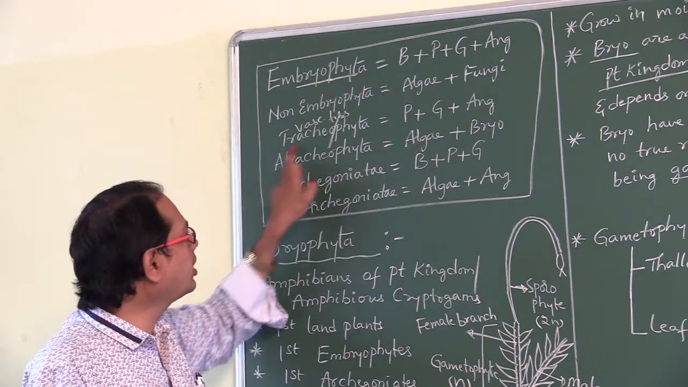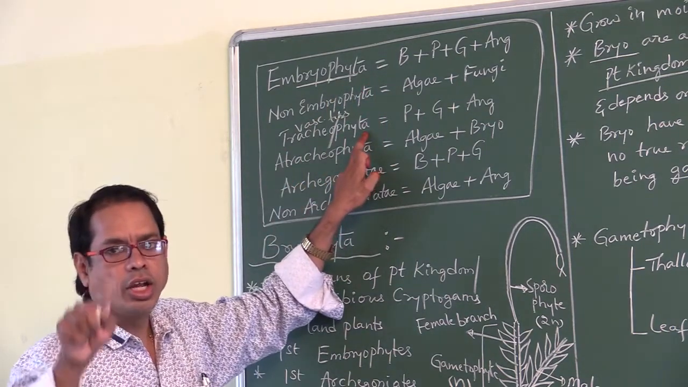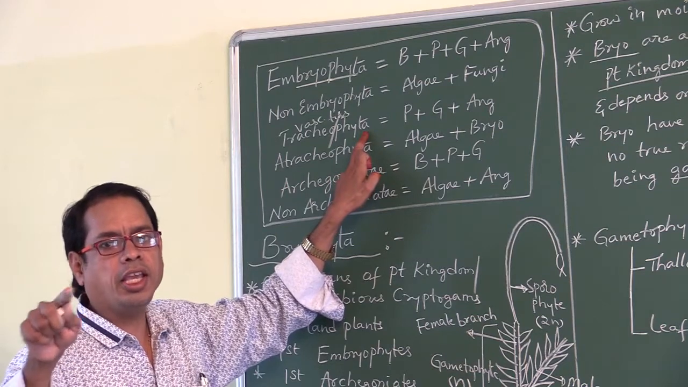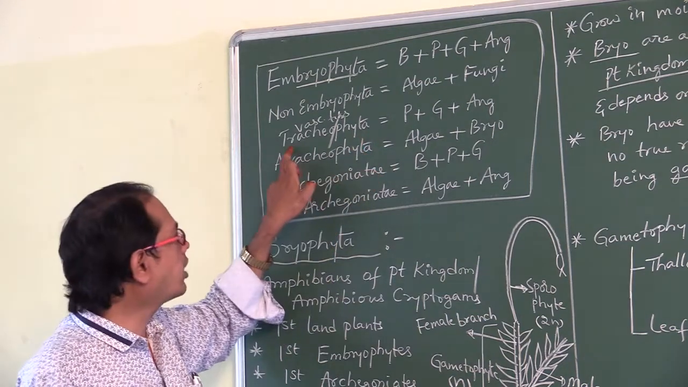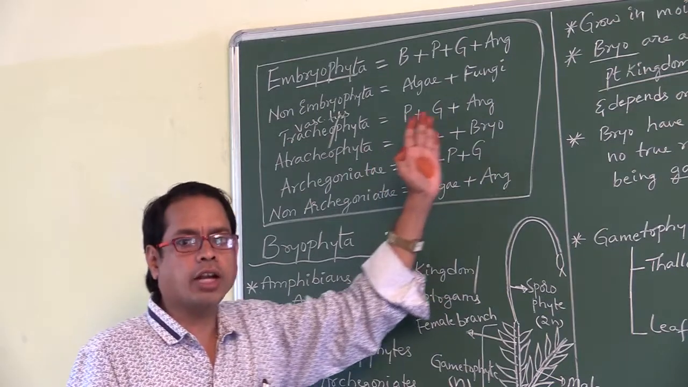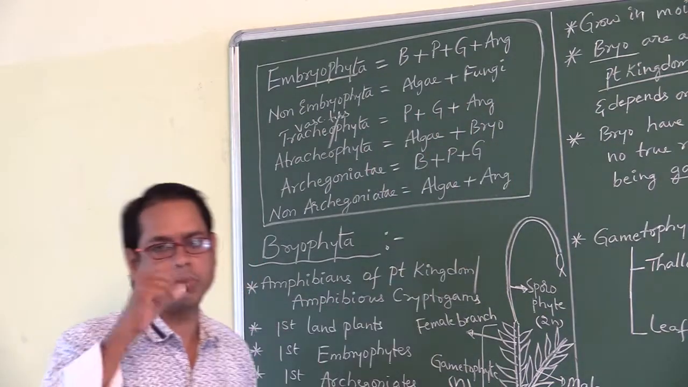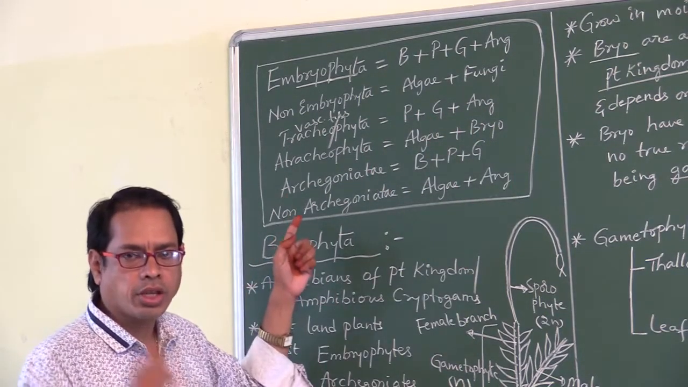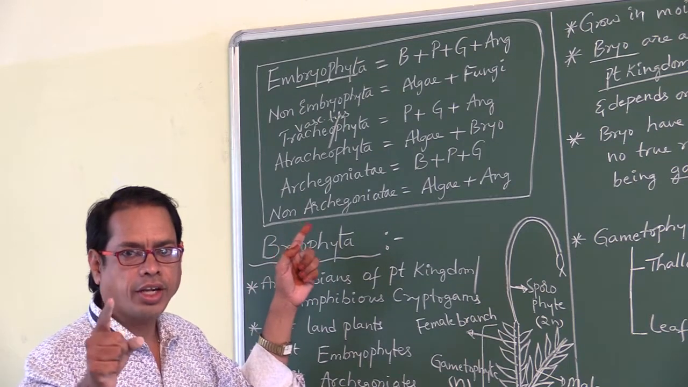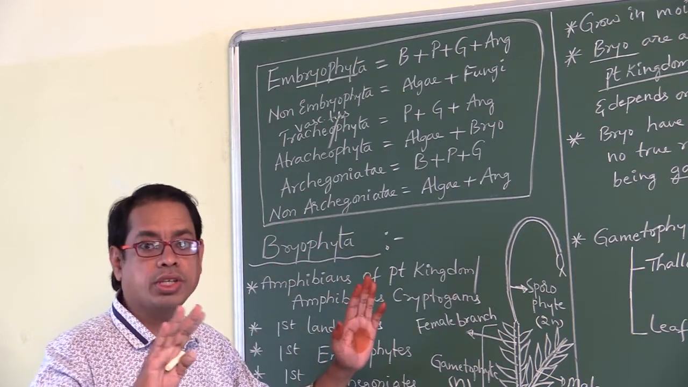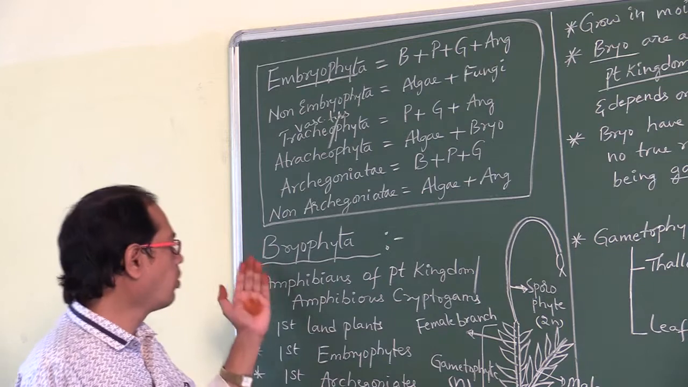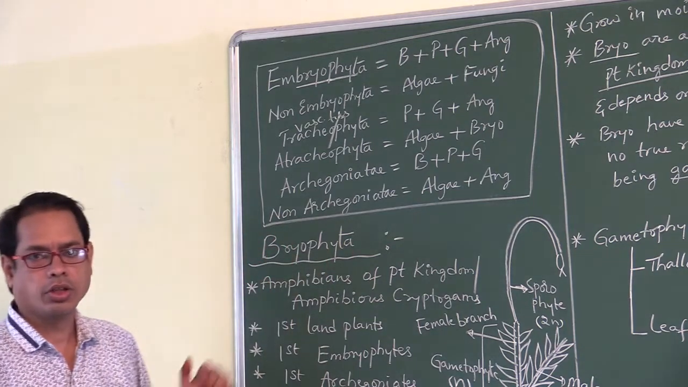Next, tracheophyta. The T sound is there, no? Pteridophyta, PTE, the T sound is there. Tracheophyta means from pteridophyta to the end. Like that you have to remember. Archegoniata means bryophyta, pteridophyta, gymnosperms. Don't say angiosperms.